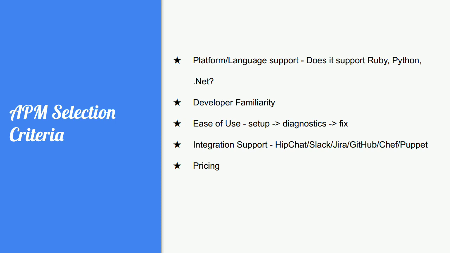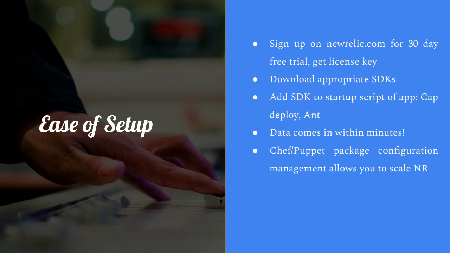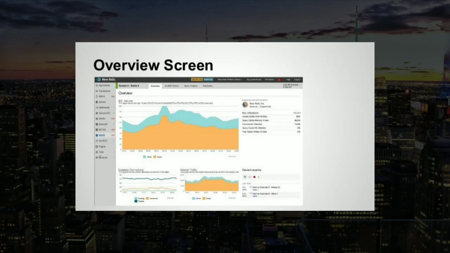The selection criteria for selecting the APM tool New Relic: platform language support, developer familiarity, ease of use, integration support, and finally pricing. Ease of setup: sign up on newrelic.com for a 30 day free trial, get a license key, download the appropriate SDKs, add the SDK to the startup script of your app, and deploy. Data comes in within minutes. Chef and Puppet package configuration management allow you to scale New Relic.